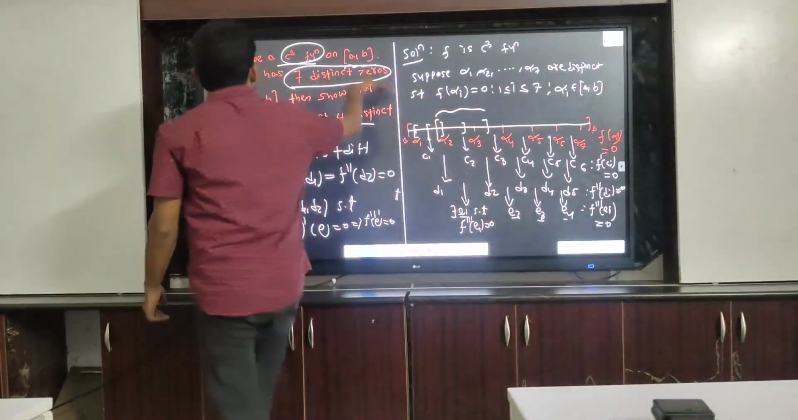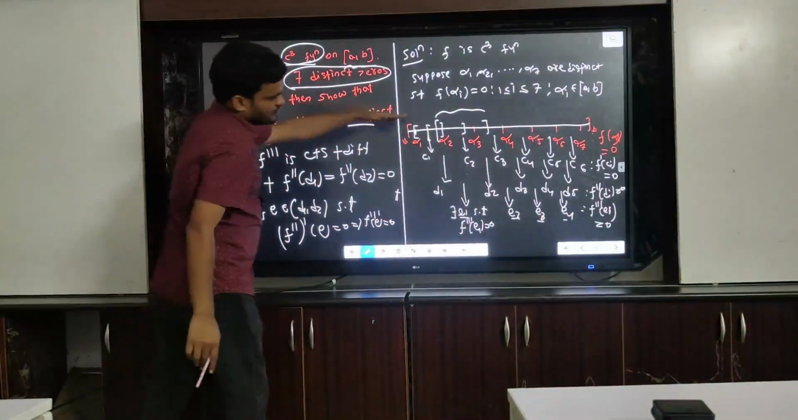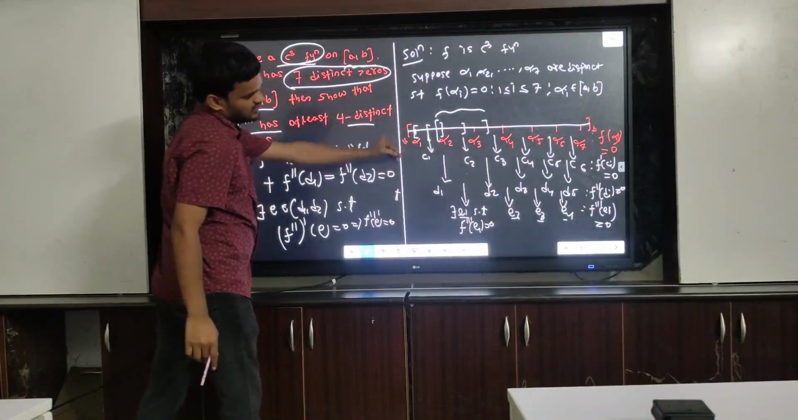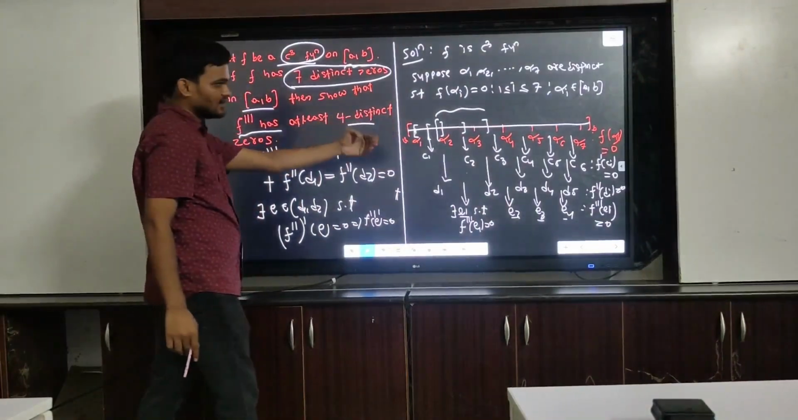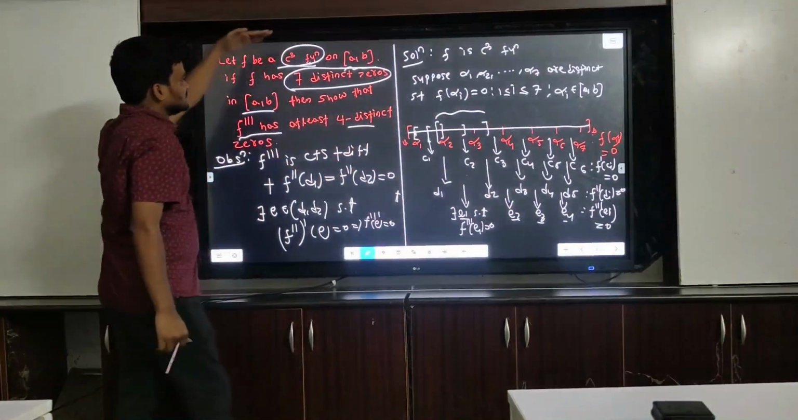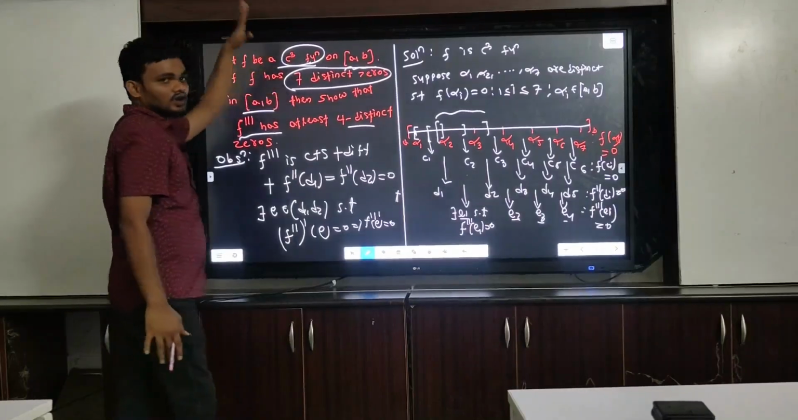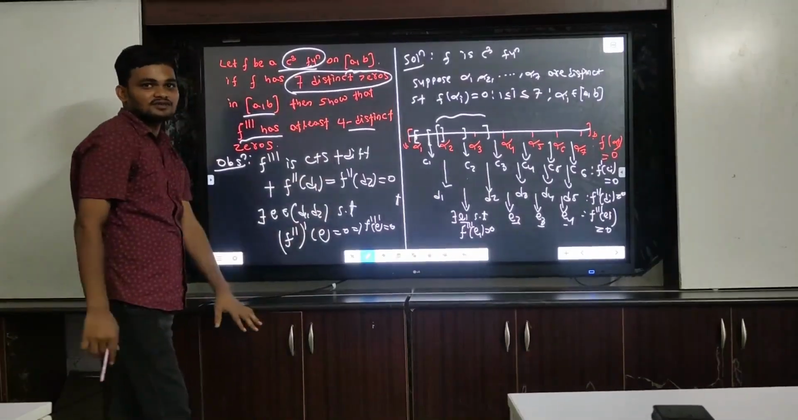Based on this same concept, if we go to the 4th time derivative, then there is one root less, and similarly for 5, 6, 7 times. So based on this concept, a lot of questions are asked in JEE Advanced itself.